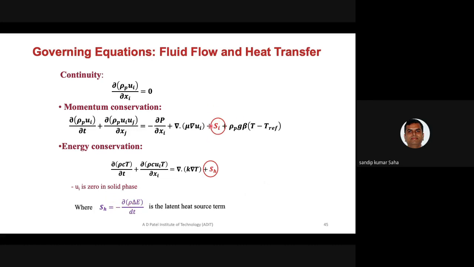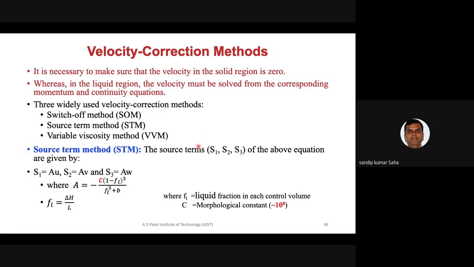But how should I model SI? That source term, which will tackle the melt front during the solution of this momentum equation. This is normally done by three methods: first, the switch off method; second, the source term method; third, the variable viscosity method. Now, what methods do Fluent or any other software employ? It depends. When there is solid to solid, and no phase change, I will use the switch off method or variable viscosity method. Fluent normally employs the variable viscosity method.